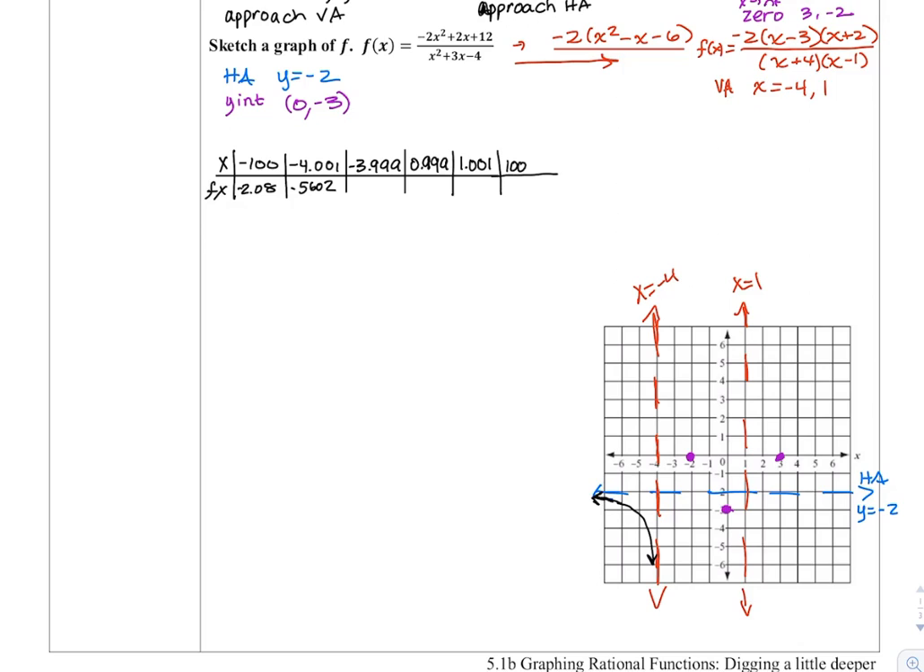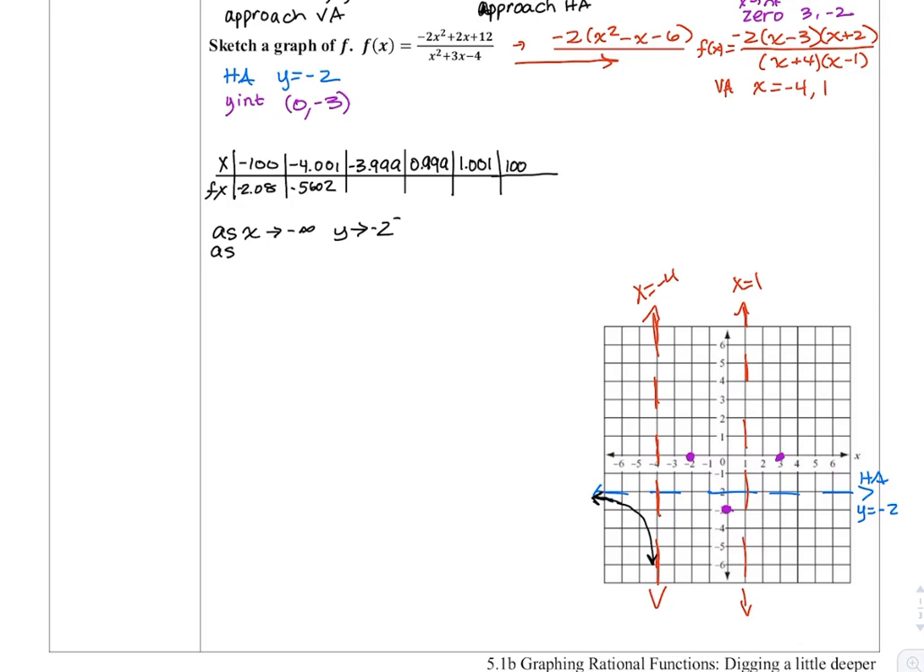So as x approaches -infinity, y is going to approach -2 from below. We could write it as y approaches -2 from below, as x approaches -infinity.